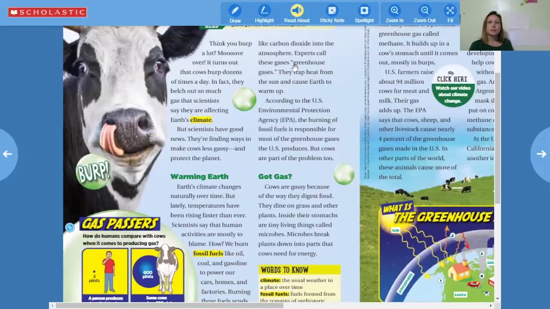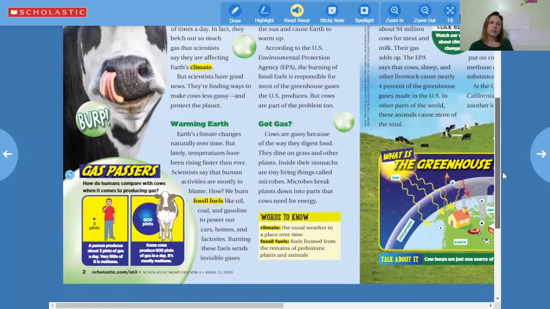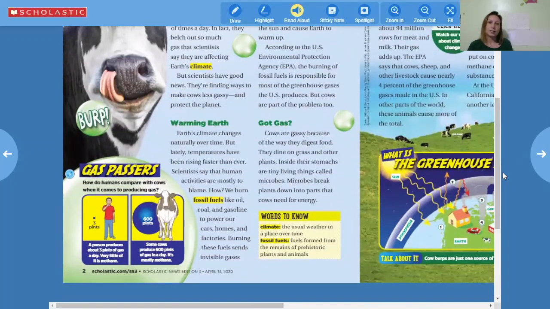Experts call these gases greenhouse gases. They trap heat from the sun and cause the earth to warm up. According to the U.S. Environmental Protection Agency, the EPA, the burning of fossil fuels is responsible for most of the greenhouse gases the U.S. produces, but cows are part of the problem too.